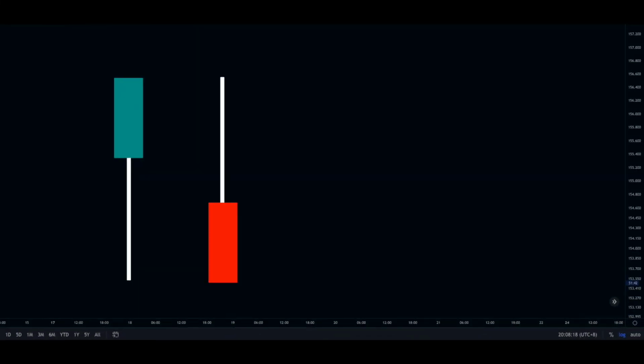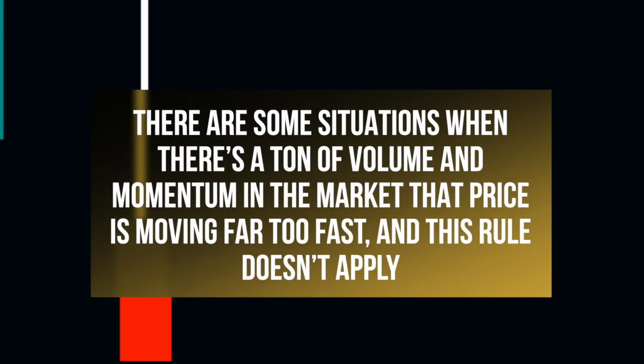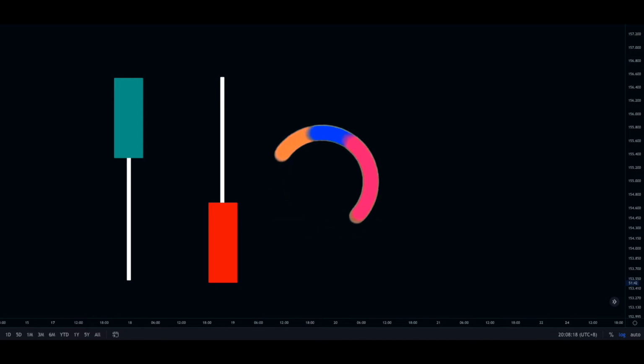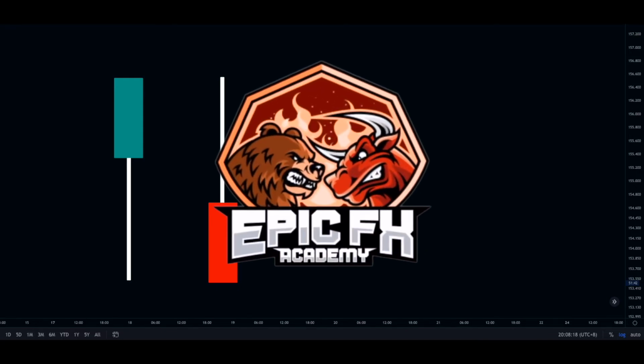We can see the same with a bearish candle. It opened up, created a top wick, then continued driving down and closed with no bottom wick. There's no range for it to continue. The bears are overpowered by the bulls. There are some situations when there's a ton of volume and momentum in the market that price is moving far too fast, and this rule doesn't apply. However, when that occurs, you'll be able to immediately identify such a scenario. Generally speaking, when a trending candle doesn't create a wick upon close, then there's no range left for it to continue. This will also explain a concept known as wick fills.